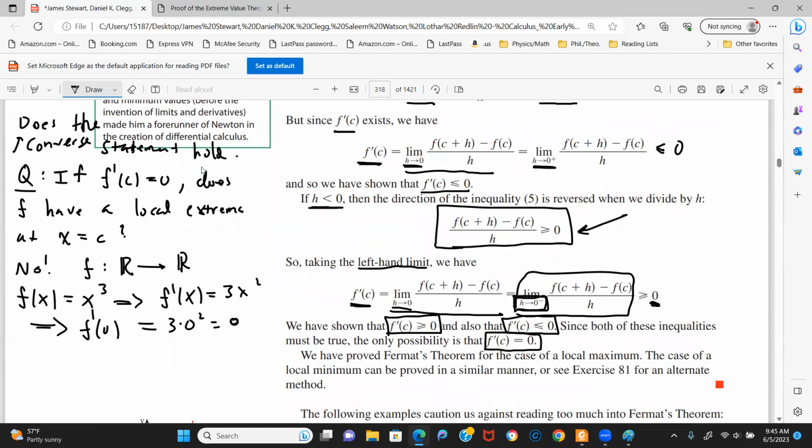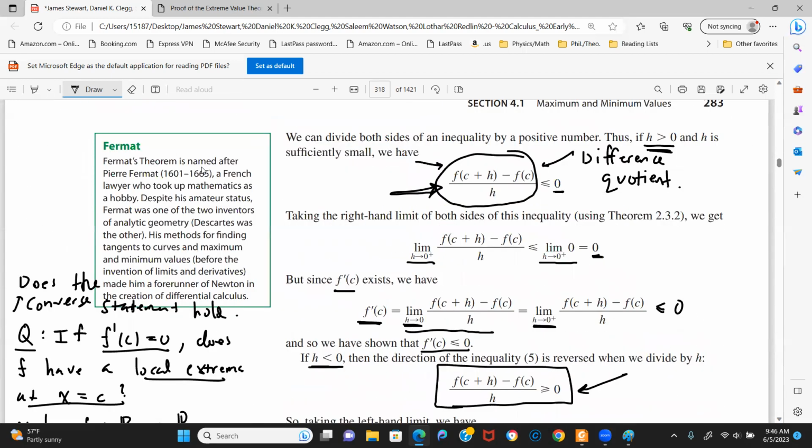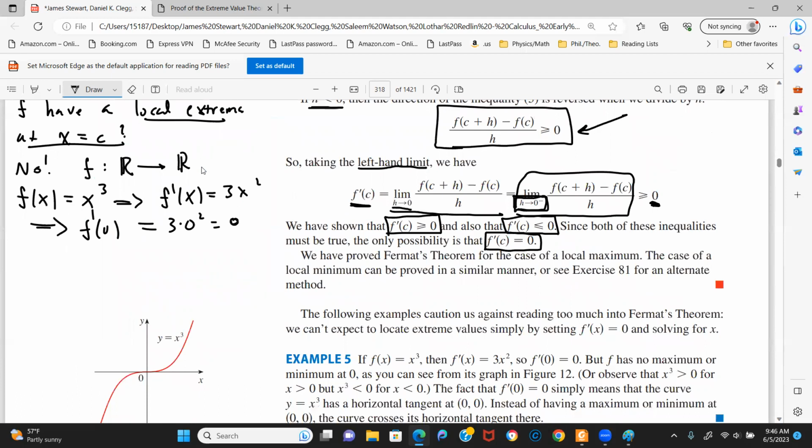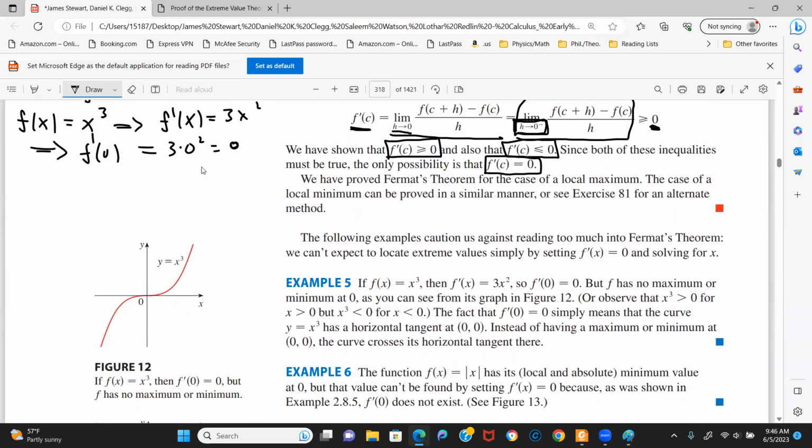So it's not always true that if your derivative is 0 at a given point, then you have a local extrema at that point. So make sure you keep this distinction in your head. In other words, we have a statement like P implies Q, that's our Fermat's theorem, but Q does not imply P. You've got to keep the implications straight in your head. So this is the example they look at: the function f of x equals x cubed. Here's the derivative, f prime of 0 is 0, but f has neither minimum nor maximum at 0.